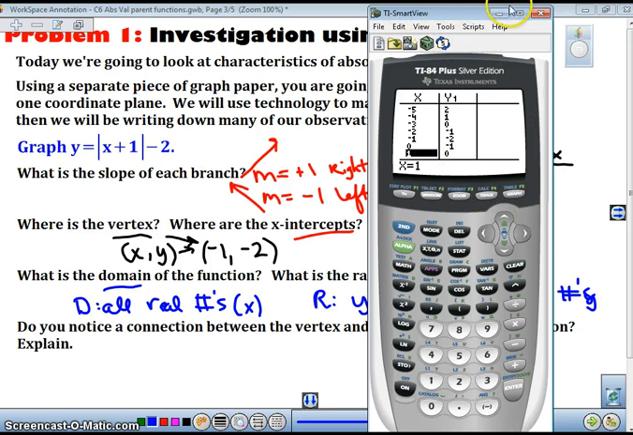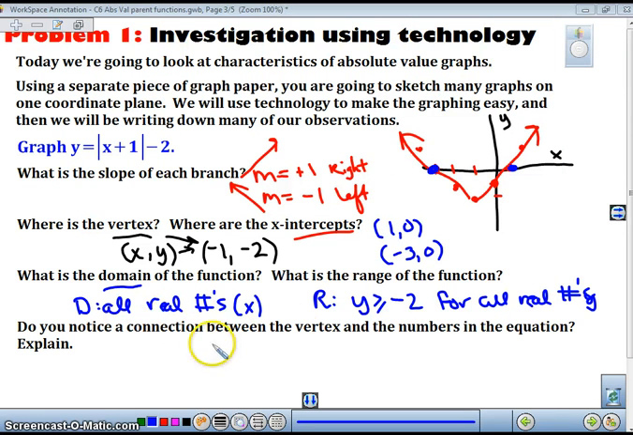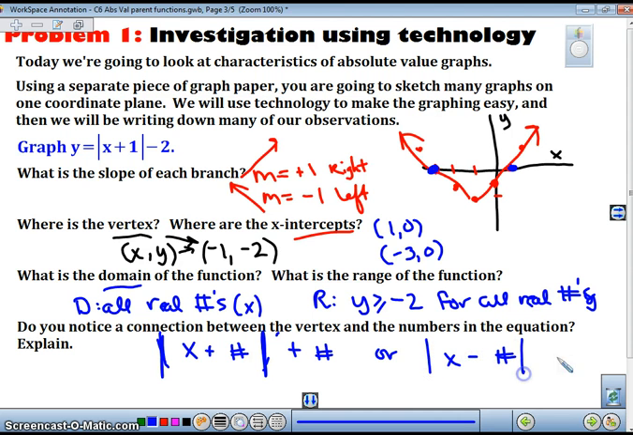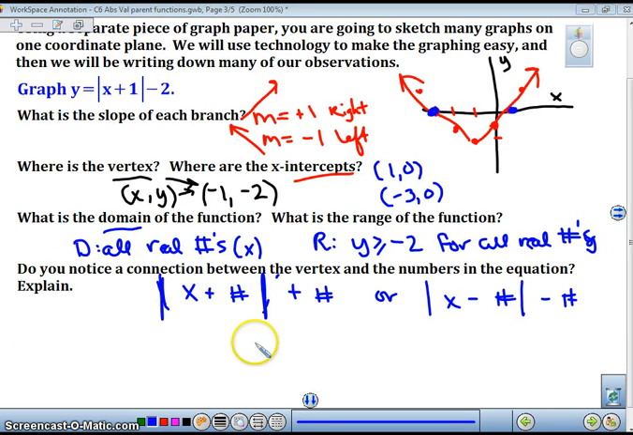Okay. Now, it says, well, what do we notice about the connection of the vertex and the numbers in the equation? So when we look at our vertex, here's the key thing. You are looking at x plus this number, and then you might have plus another number outside your absolute value. Remember, these are your absolute value signs. And the same would be if we think of this as being plus or minus a number. So sometimes we might think of it as x minus that number inside the absolute value, and then if this is minus another number.